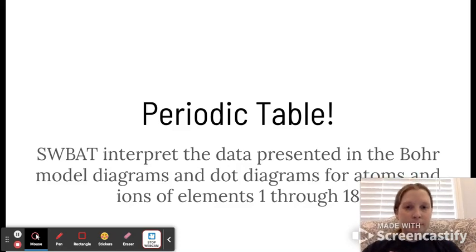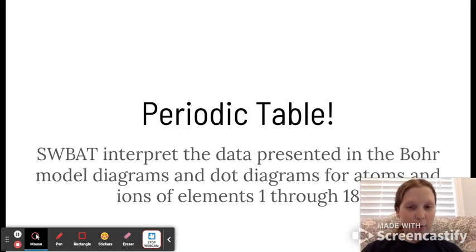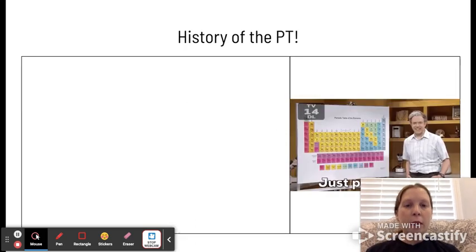Hey everyone, this is our lesson on the periodic table, and we are going to be focusing on elements 1 through 18, but we're going to be focusing on breaking down the periodic table a little bit. We're going to do that in this lesson as well as the next one. So this one's going to be a broad look at the periodic table, and the next lesson will be a little more specific to groups on the periodic table.